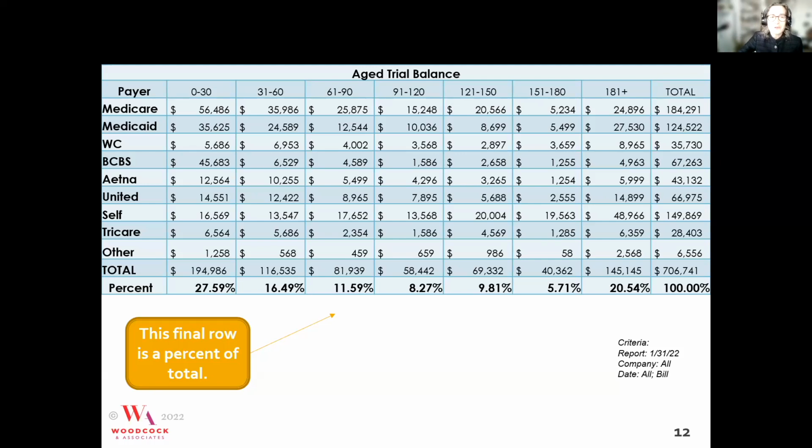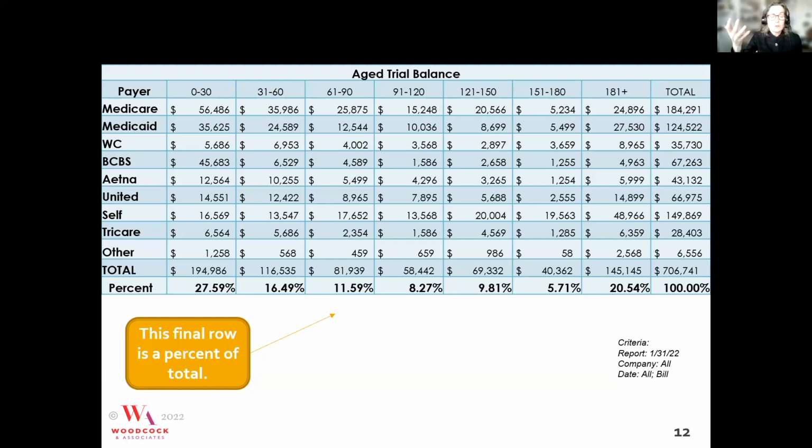And this is what I would share from a management perspective. And this is a different set of numbers, but what you can see that I've done very similarly to that report, although I've gone out to 120, 150, and 181 days, is I've taken the roll up categories, what I would consider roll up categories.